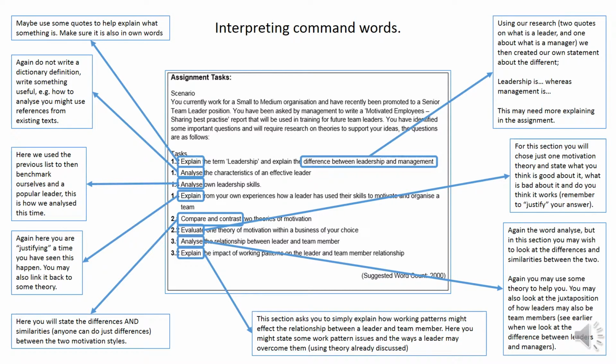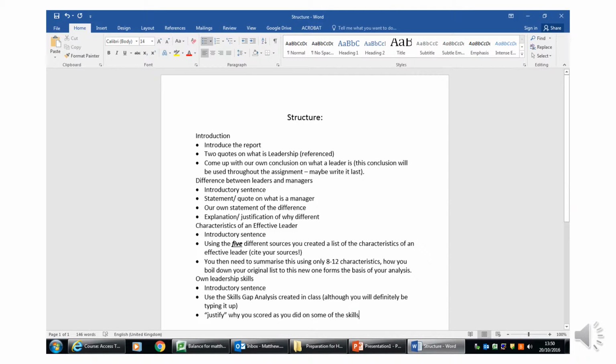Next we're going to analyse our own leadership skills. Same again, we did a gap analysis, so that would go straight into our assignment. So it might look like this. Own leadership skills, introductory sentence. Don't just whack the gap analysis in there, tell me: okay, now I will use the list created in the previous chapter to create a skills gap analysis. Put it in there, but you can't use your hand-drawn one, you're going to have to do it. Remember once again, for that higher grade you have to justify why you scored the ones you did.